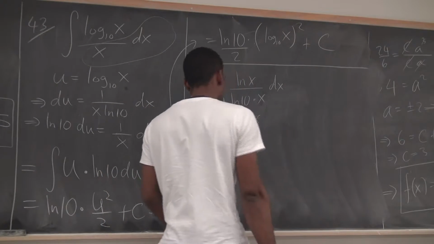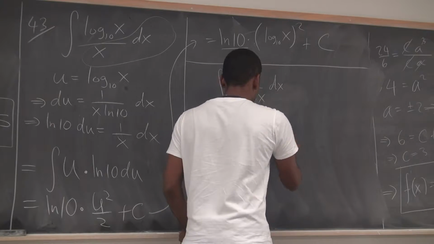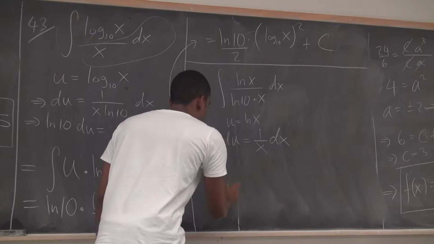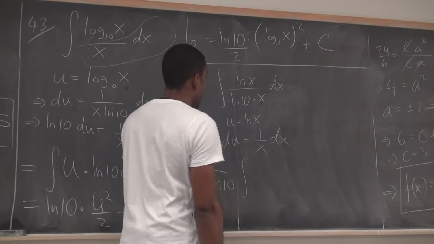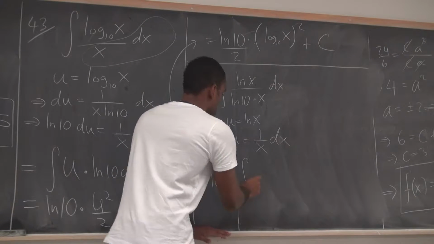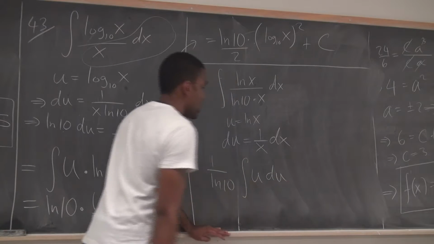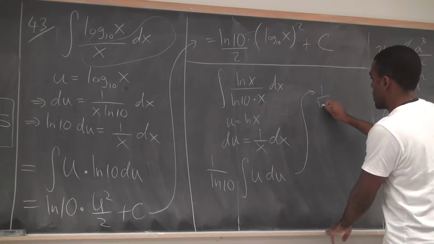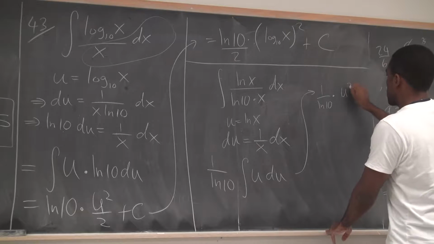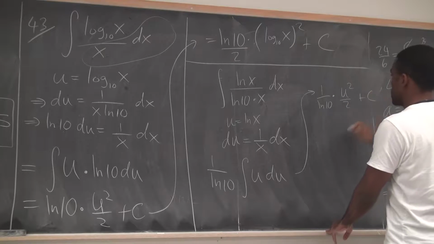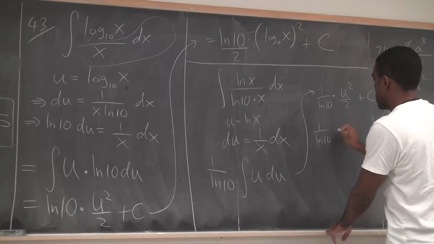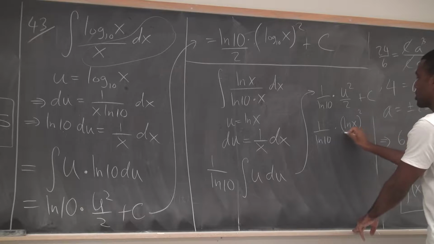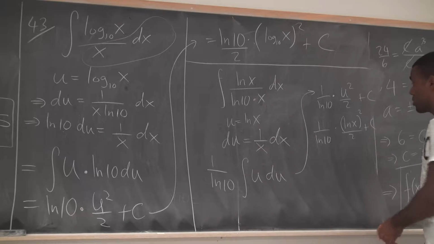So you continue with this, right? So I'm not sure where you're mixing up. Okay, so we do that, and then you'd have 1 over ln 10, right? And we would have u du, right? And so then you would have 1 over ln 10 times u squared over 2 plus c. But now u is ln x, so this is ln x squared over 2 plus c. You get the same answer.